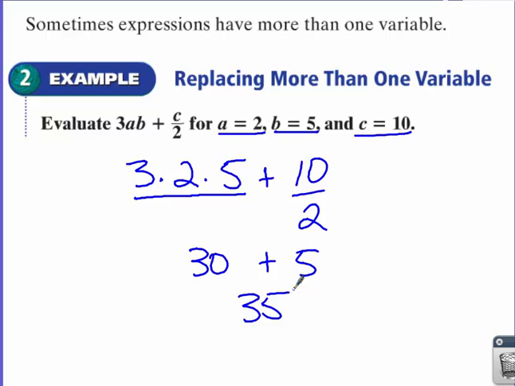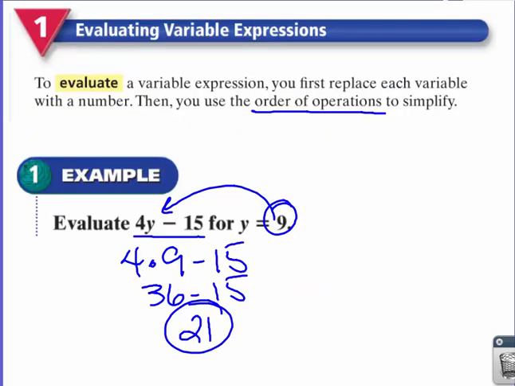So to evaluate expressions, all you have to remember is to replace each variable with its given number, because it will be given to you when we're evaluating expressions. And then just use the order of operations to finish out the problem and simplify.